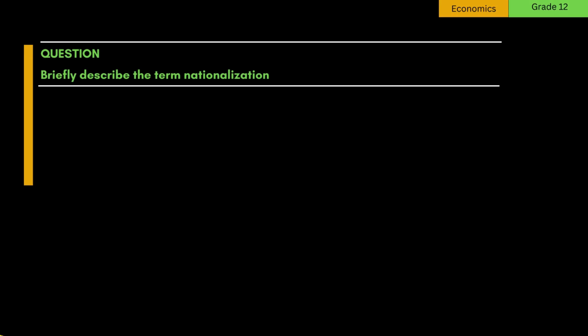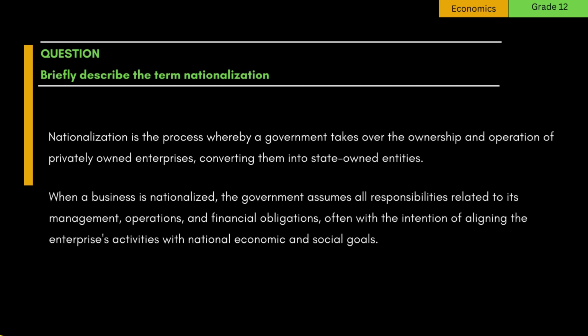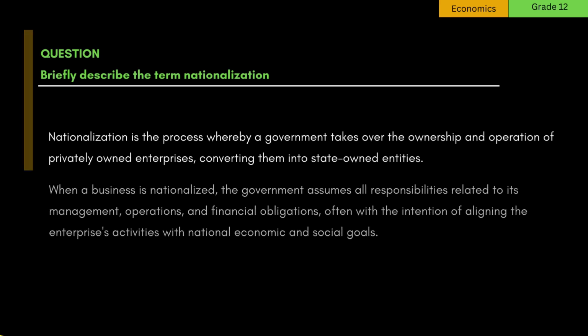Question: briefly describe the term nationalization. Nationalization is the process whereby a government takes over the ownership and operation of privately owned enterprises, converting them into state-owned entities. When a business is nationalized, the government assumes all responsibilities related to its management, operations, and financial obligations, often with the intention of aligning the enterprise's activities with national economic and social goals.